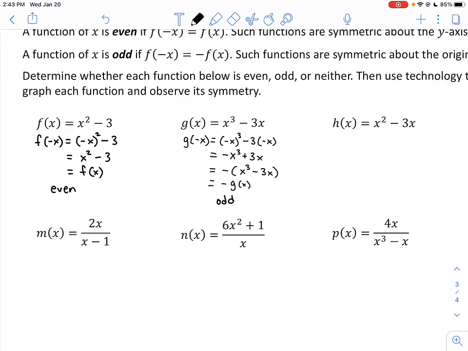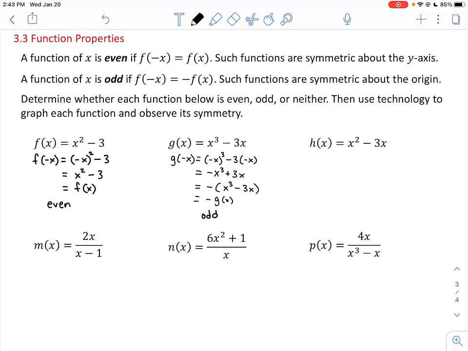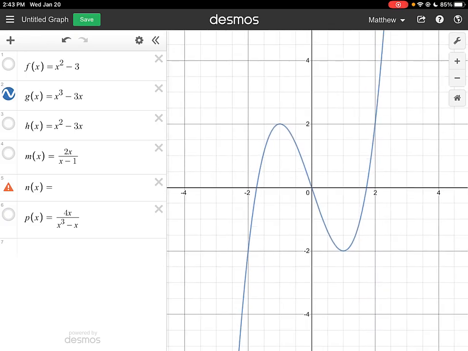Odd functions are symmetric about the origin. Here's our image. If you were to take this graph and rotate it 180 degrees around the origin, it would wind up producing the same image. Or if you were to reflect this graph around the y-axis and then reflect that reflection around the x-axis, you'll get back to this blue graph that we're seeing here. Symmetry around the origin is what we say, but this is an odd function. Sometimes we call this an odd symmetry.